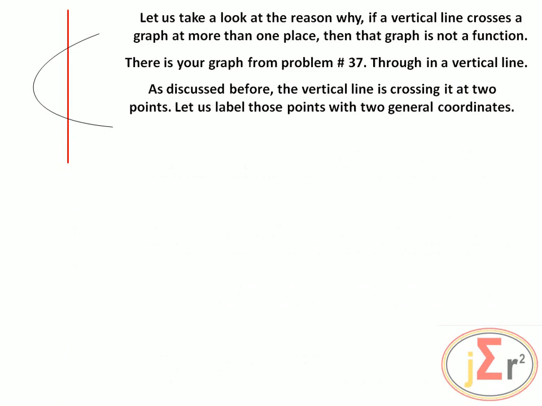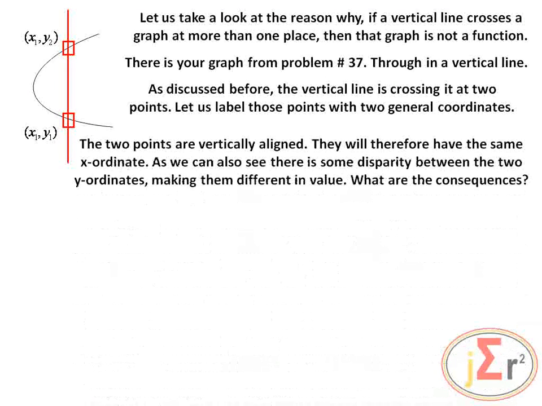Let us label those points with 2 general coordinates. There we have them. The 2 points are vertically aligned. They will therefore have the same x-ordinate. As we can also see, there is some disparity between the 2 y-ordinates, making them different in values. What are the consequences? The line is vertical.